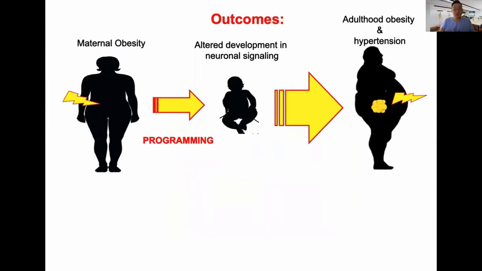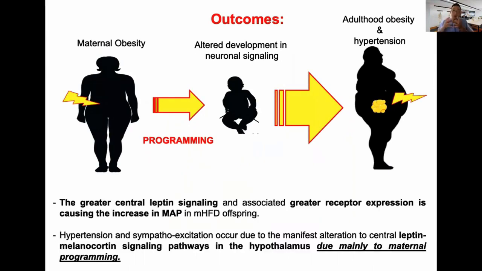So with our results and observations in this maternal obesity and offspring programming study, we concluded that the greater central leptin signaling and the greater sensitivity of the receptors are driving the increase in the blood pressure in the programmed offspring. Now, this is mainly due to the maternal programming effect, as it altered the central leptin melanocortin signaling pathway in the hypothalamus.